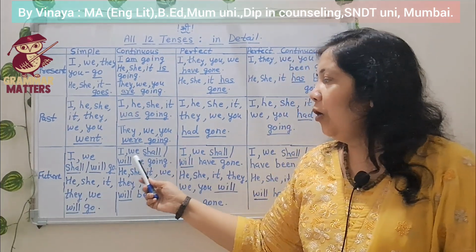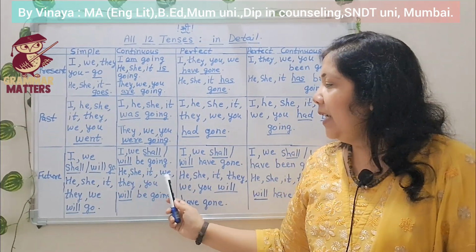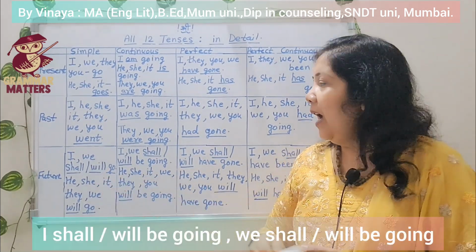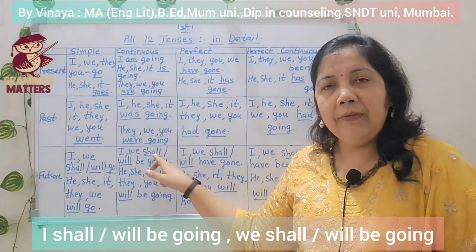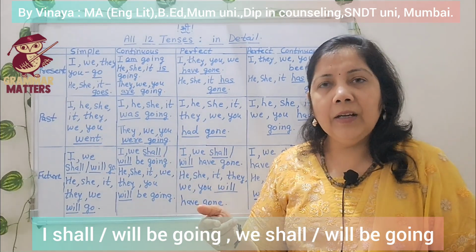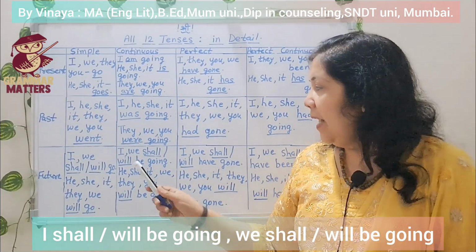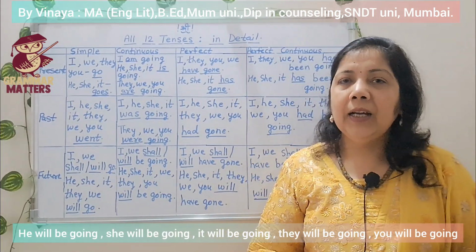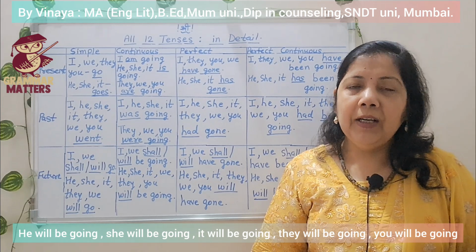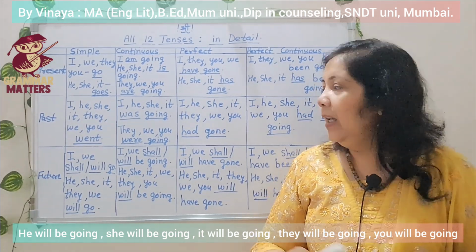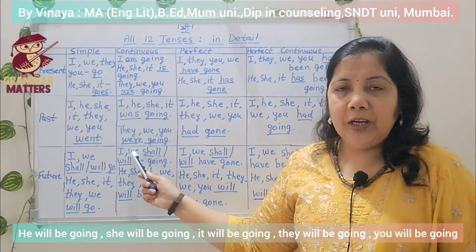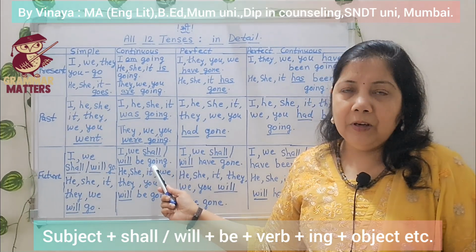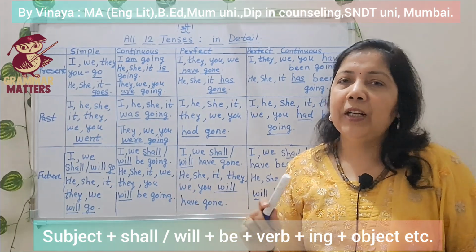Future continuous tense. I, we shall or will be going. He, she, it, they, you will be going. Again the same as this one. I shall be going or I will be going. We shall be going or we will be going. Next for 5, will be going only. He will be going, she will be going, it will be going, they will be going, you will be going. Now the structure: subject plus shall or will plus be plus main verb plus ing plus object, etc.